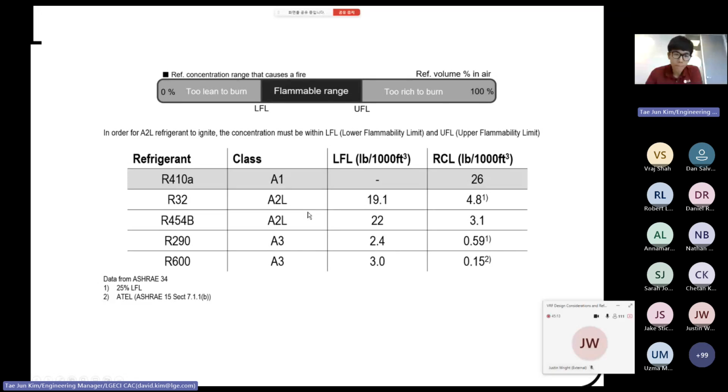I wish I could show you that video I saw on YouTube where they tried to ignite R32 gas and placed the ignition source right onto the refrigerant.